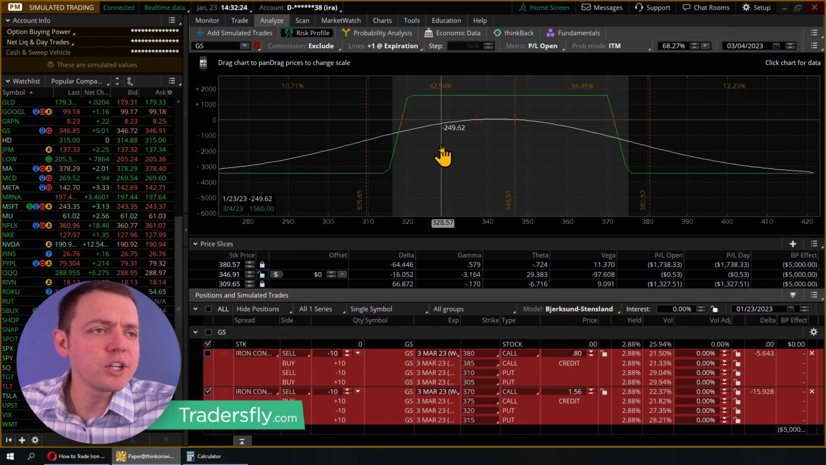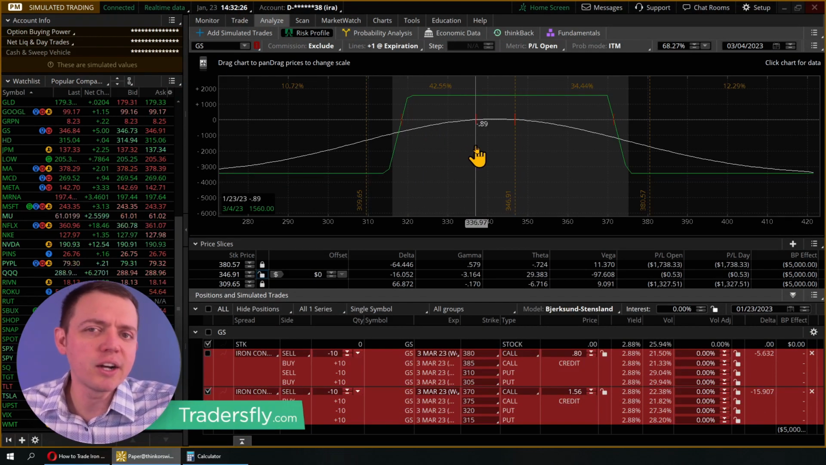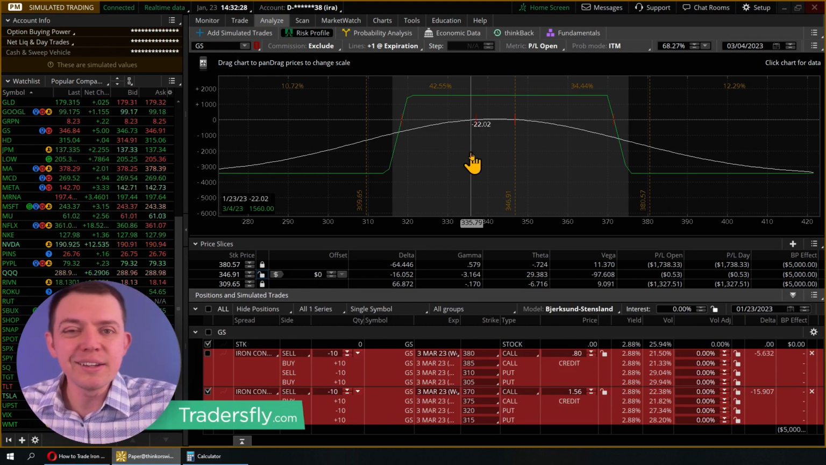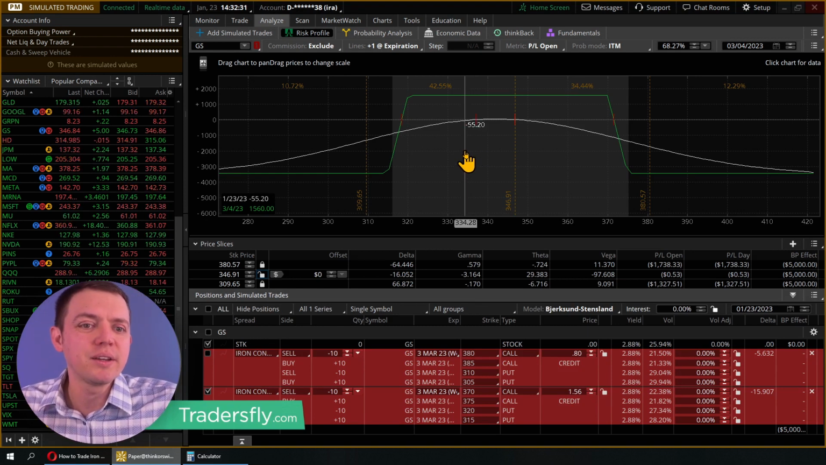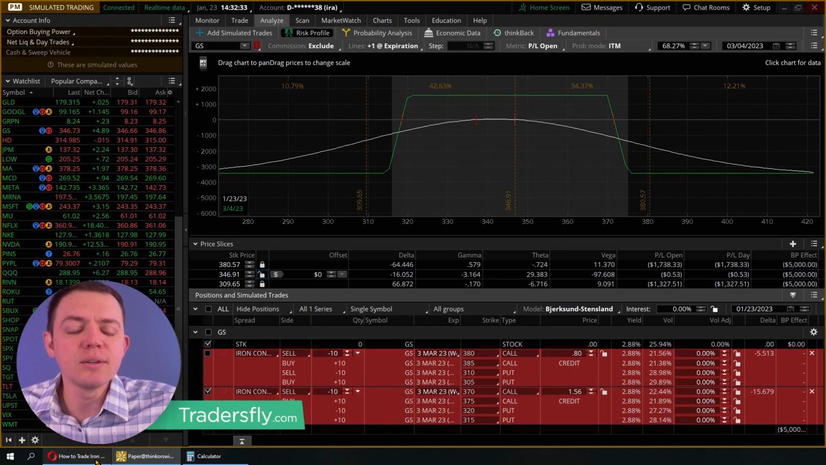Anyway, I just wanted to share that there are different types of iron condors depending on market conditions, depending on what you want to do, depending on the setup. And there are so many ways to go about it.